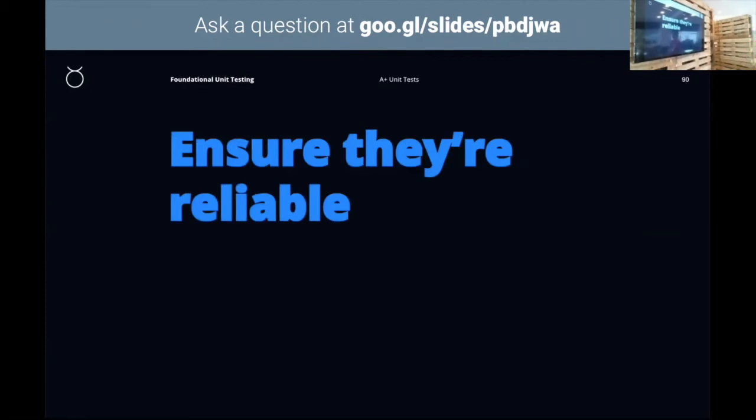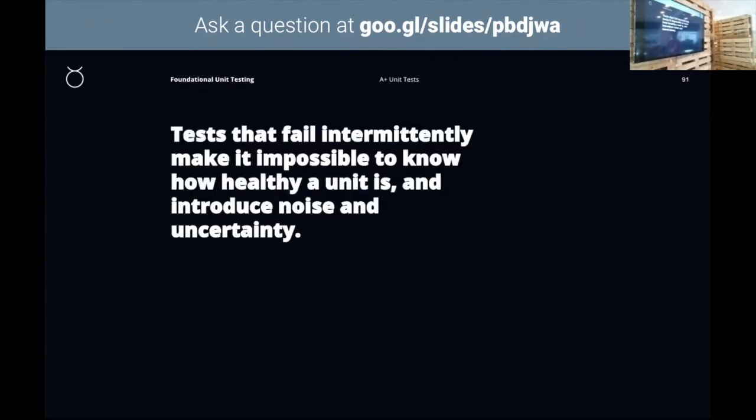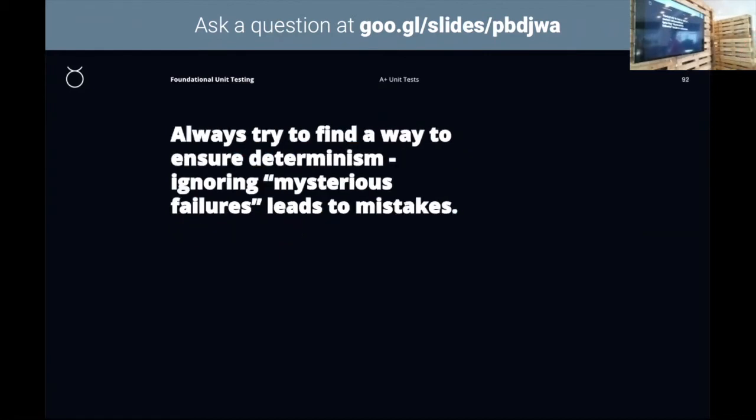You also need to make sure your tests are reliable. So tests that fail intermittently make it impossible to know how healthy your unit is. They also introduce noise and uncertainty. So particularly with unit tests, most of all, always try to find a way to ensure determinism, because if developers start getting used to things mysteriously failing, they're going to miss something important.